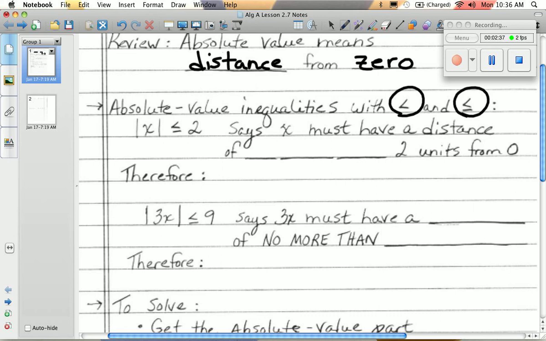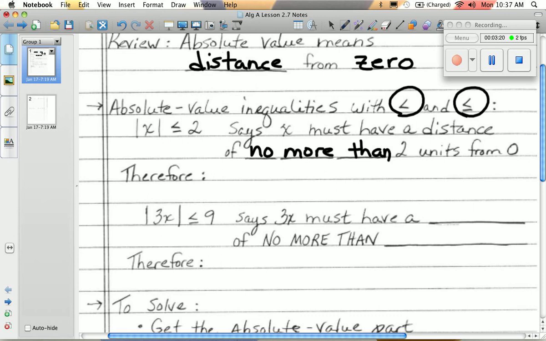Here's what that is really saying. X must have a distance of, Rose, I liked your words before that you were trying to use with equations. No more than. Yeah. So it's saying the distance x has to be from 0 has to be less than or equal to 2. It can't be more than 2. So what that's really saying is you need to find all the numbers x can be that are no more than 2 units away from 0.